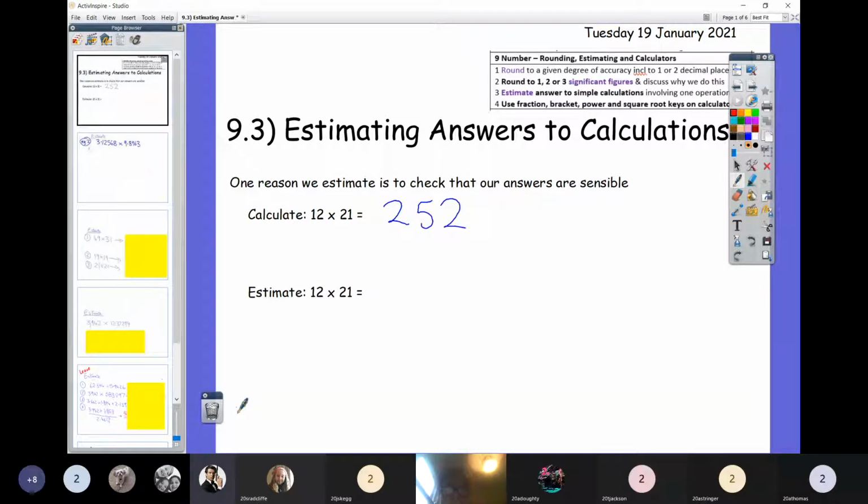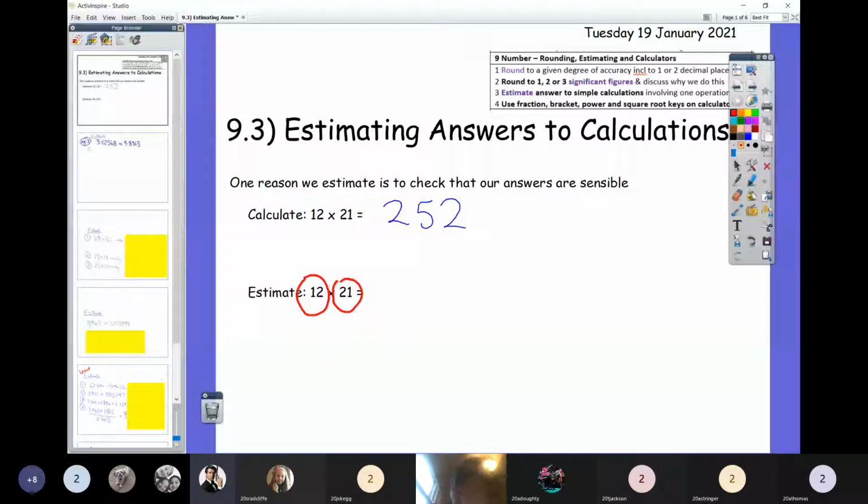So let us imagine that we needed to know what 12 times 21 was roughly. Didn't need to know exactly, but we needed a ballpark figure. What it actually is, is 252, but we want some way that we could very quickly, without a calculator, roughly work out the answer. So the key bit here, guys, whenever you're doing this, each of the numbers needs to be rounded to one significant figure. There's a bit of a lag at the moment, so I'm just waiting for the red to come through on your screen.